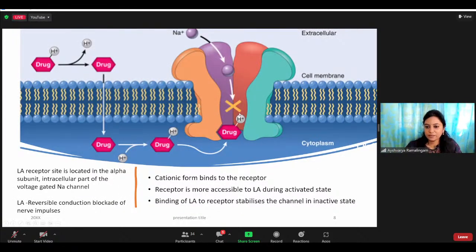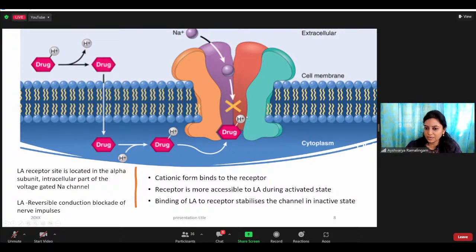This is where the local anesthetic acts. This is a receptor located in the alpha subunit. It is present in the intracellular part of the voltage-gated sodium channel. Local anesthetic usually causes a reversible conduction blockade. The active part of the local anesthetic which combines with this receptor is the cationic form. Whenever a drug is injected, the drug has to be in the unionized form to go through the lipid bilayer, and inside the axoplasm, it becomes ionized, and this ionized part of the drug only binds with the receptor.